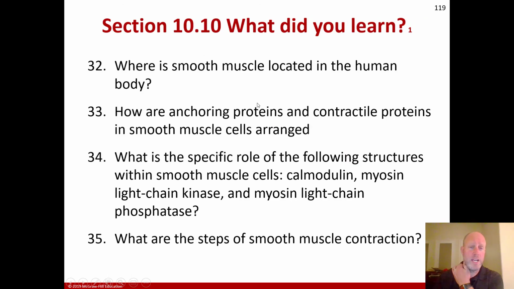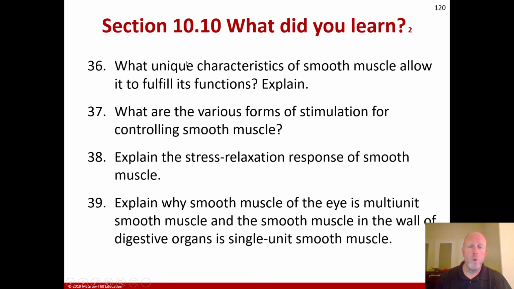So where is smooth muscle located in the human body? How are anchoring proteins and contractile proteins in smooth muscle cells arranged? What's the specific role of the following structures within smooth muscle cells? Calmodulin, myosin light chain kinase, and myosin light chain phosphatase. And what are the steps of smooth muscle contraction? What unique characteristics of smooth muscle allow it to fulfill its functions? Should be able to explain that.